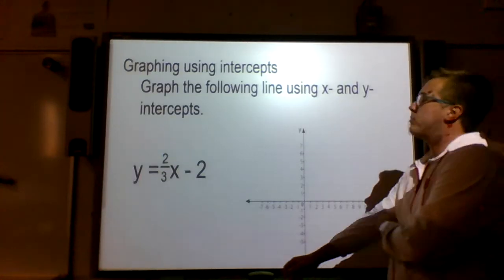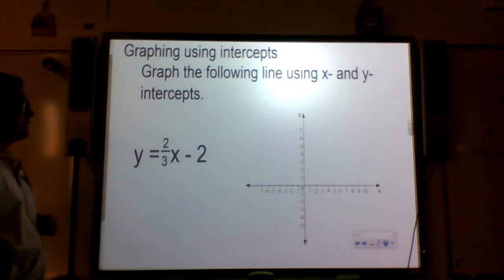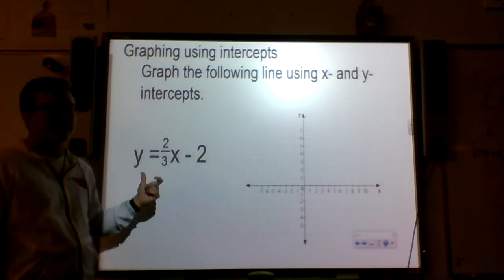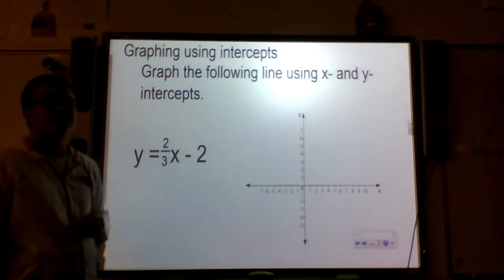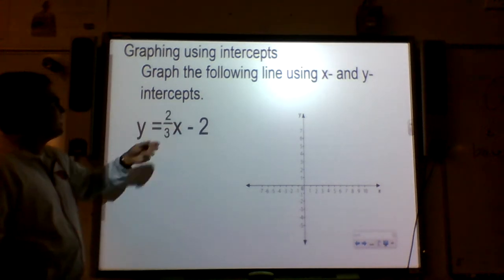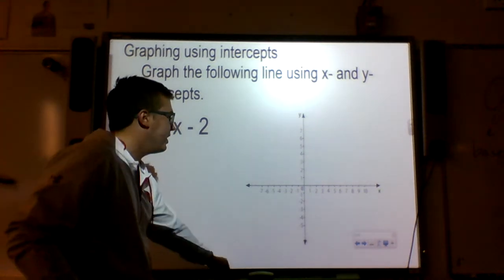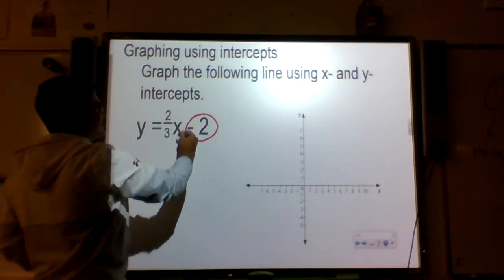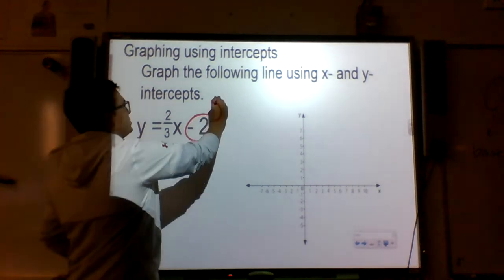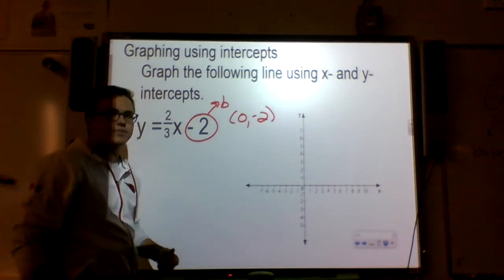All right, another example here. Graph the following line using x and y intercepts. So what do you notice about this equation already? y equals 2/3 x minus 2. You should notice that it's in slope-intercept form already. So what does that mean about this negative 2? Well, that means that negative 2 is my b value. So I've already got the point (0, negative 2).